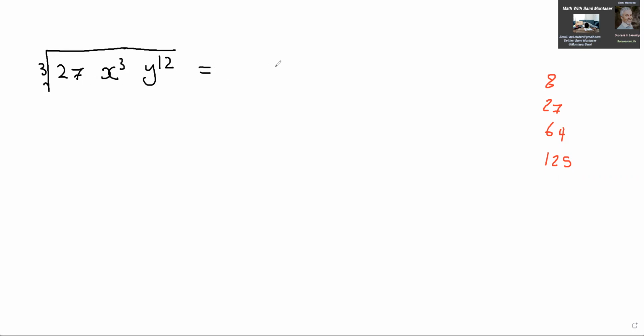The cube root of 27, 27 is a perfect cube. So the cube root of 27 is 3. The cube root of x cubed is x. And the cube root of y to the 12 is y to the 4. 27, we know it's a perfect cube.